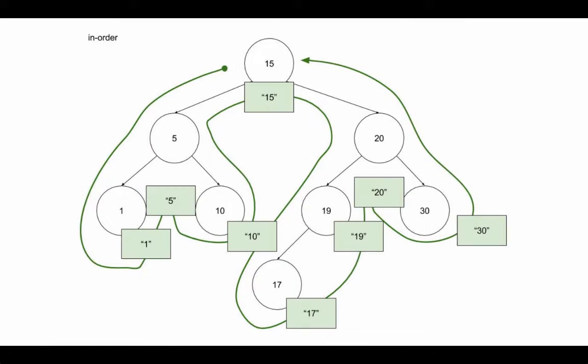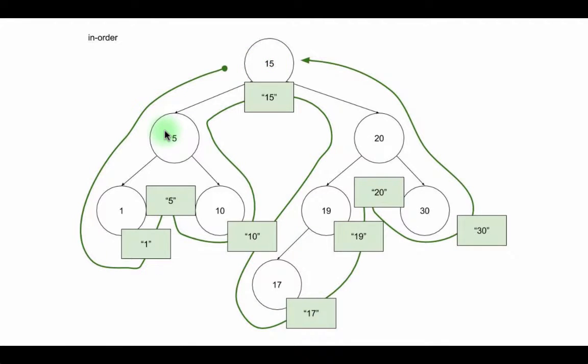For the in-order traversal, I guess I should back up. The in-order and pre-order traversals, the only difference is really when the value is being printed. So the in-order traversal will climb down the left subtree as far as it can until it hits the end, and then it will print its value and then go through the right subtree. So we begin our implementation at this root node, which is 15, and immediately go down into the left subtree.